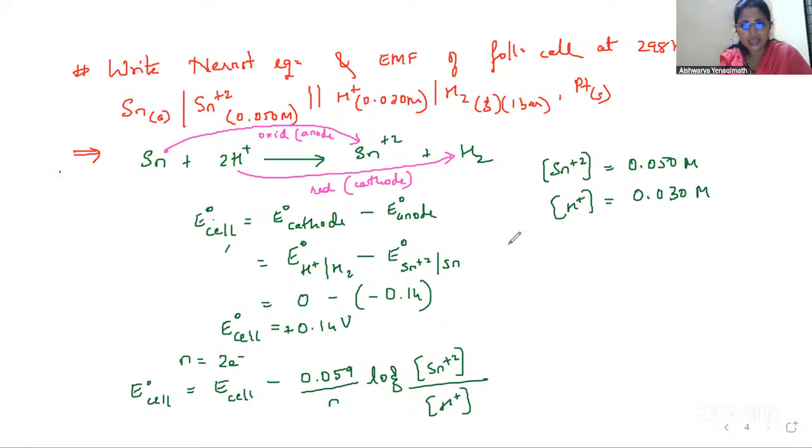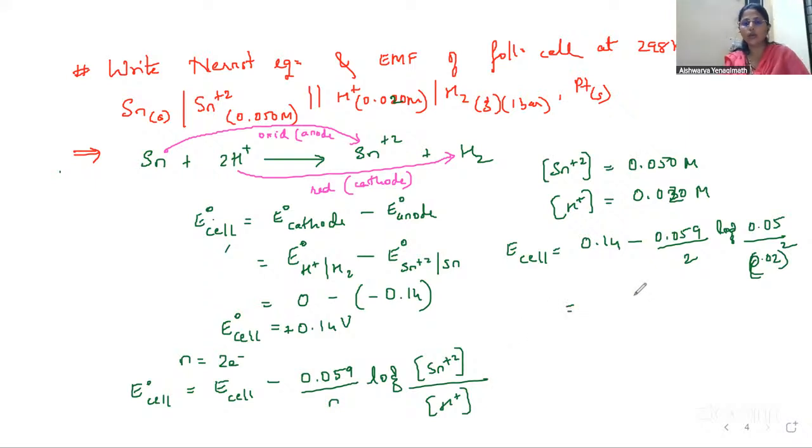So let's calculate E cell. E cell is equal to 0.14, the E naught cell, I have substituted here, minus 0.059 divided by 2 log 0.05 by 0.02. I'm sorry, this is 0.02. The whole square. Solve it out. Check how much you get. You should get the answer 0.078 volts.